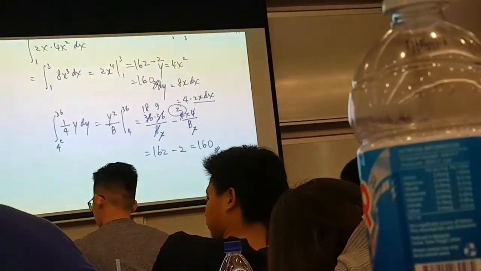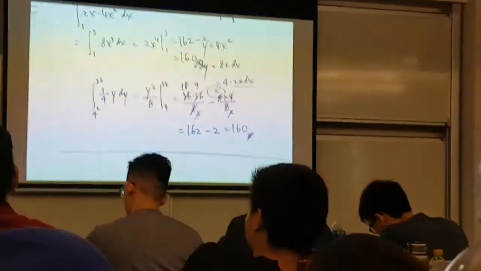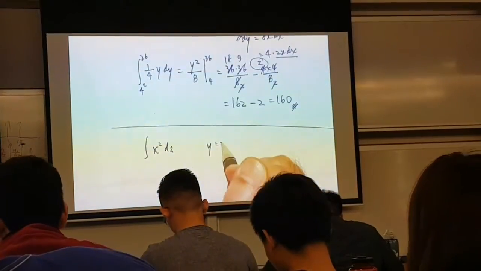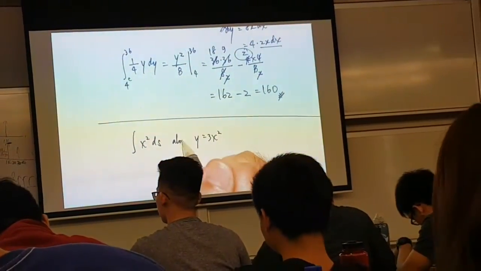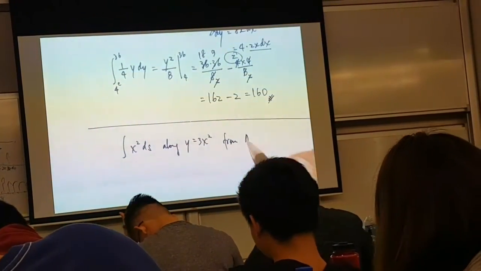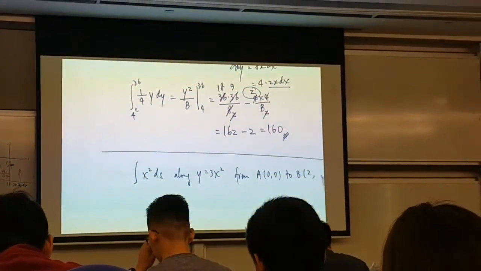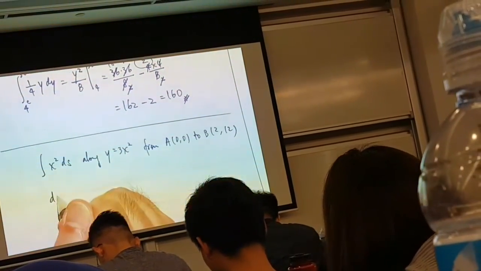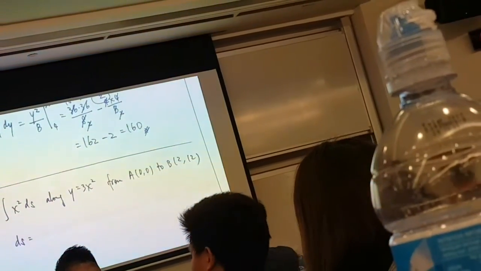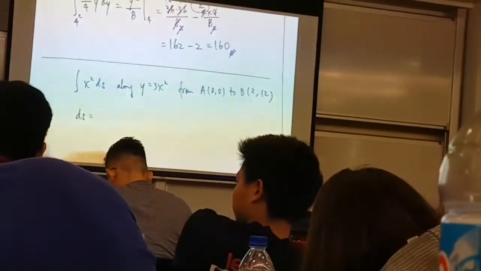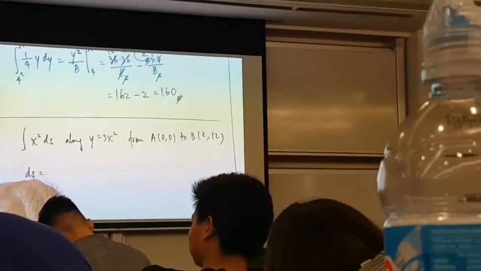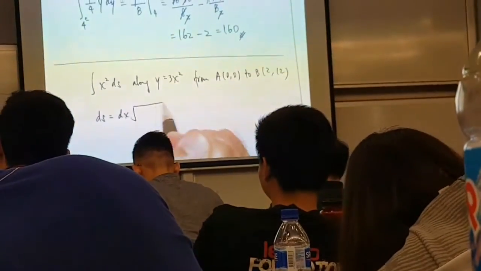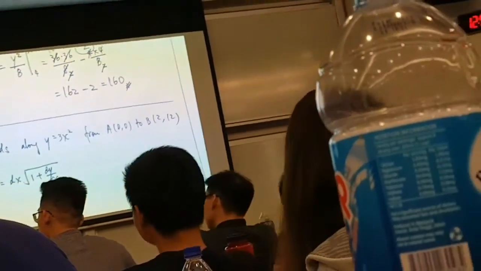Okay, so basically what you need to do is you need to express. So we are trying to work out the line integral of x squared ds along the curve of y is equal to 3x squared from a 0, 0 to b 2, 12. Okay, so what we need to do is we need to express ds. If you remember, in terms of your dx and your dy, so how do you express ds in terms of dx and dy? So ds is going to be equal to dx multiplied by the square root of 1 plus dy dx, correct? Squared.